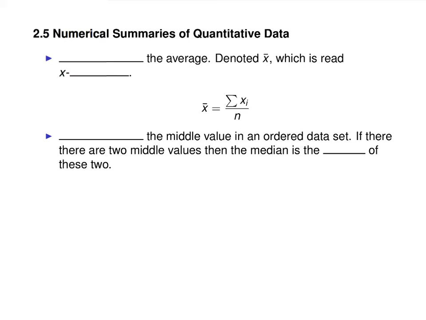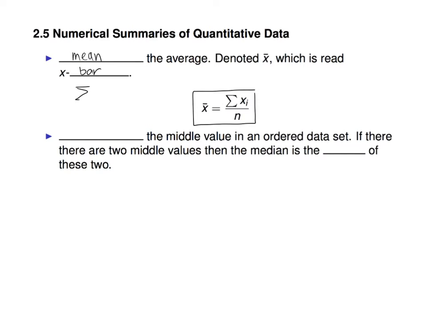Now, the word we're going to use for average in this class is mean. So the mean is the average. It's denoted by x with a little bar on top, which is usually read x bar. And most of you should know how to find an average already. You add up all of the values that you have and you divide by how many. That is what this formula is saying. I just wanted to introduce you to this notation.